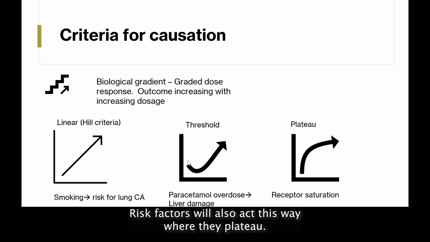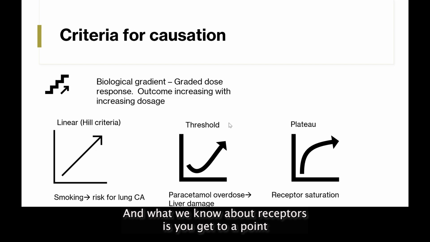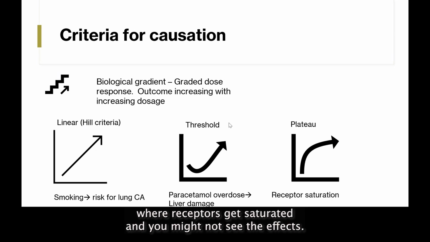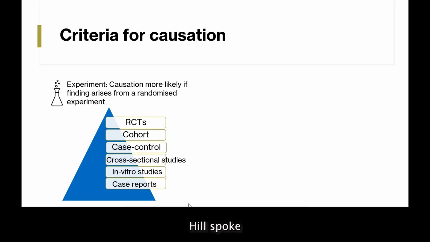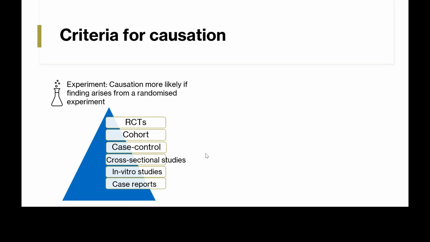Risk factors could also act this way, where they plateau. An example of risk factors that might do this are those that interact through receptors. And what we know about receptors is you get to a point where receptors get saturated and you might not see the effect. Hill spoke about experiments, where causation was more likely if a finding arises from a randomized experiment.